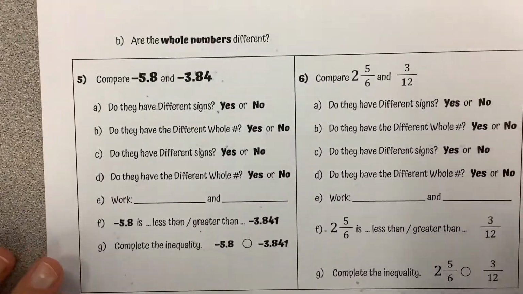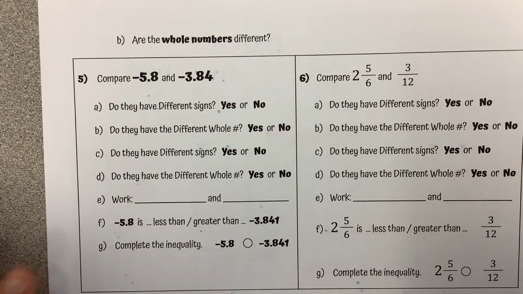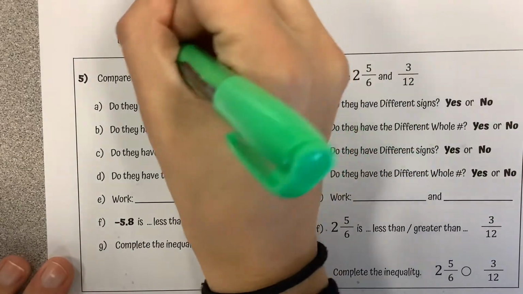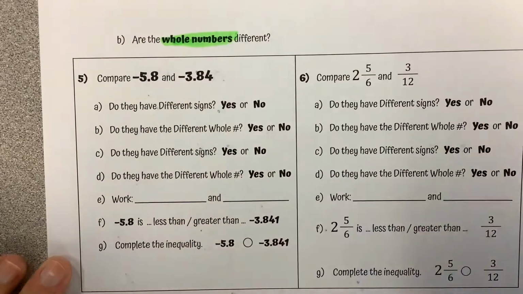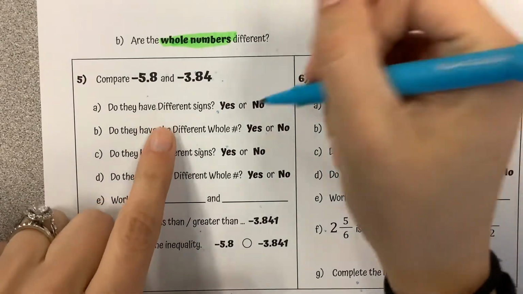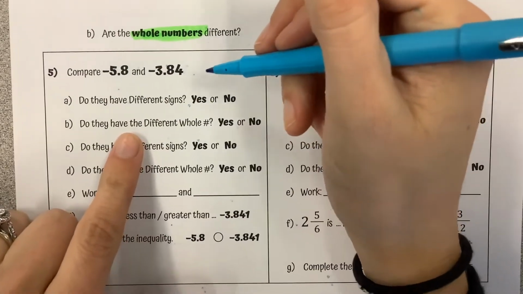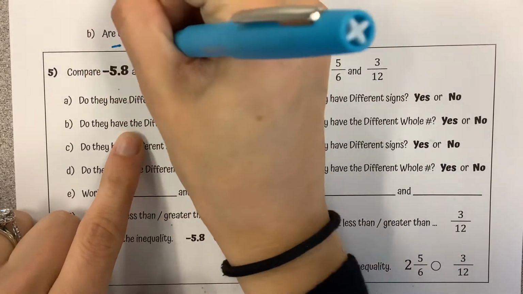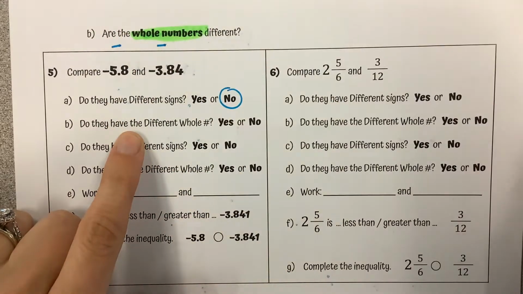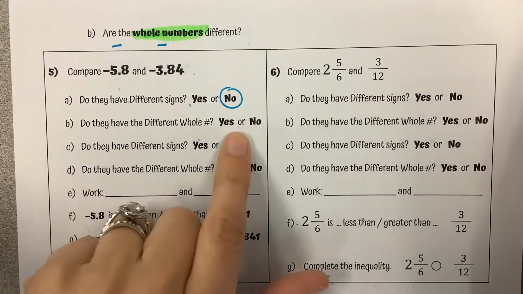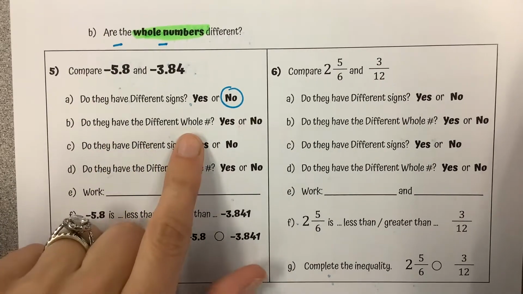Let's look at the second question we should be asking. If they don't have different signs, part B, the second question is, are the whole numbers different? So we should be looking at the whole number value, okay? We're still going to go through the same order of questions, okay? So the first question is still, do they have different signs? So we have a negative and a negative. So no, they don't have different signs. That's when we have to go to question B. Do they have different whole numbers?